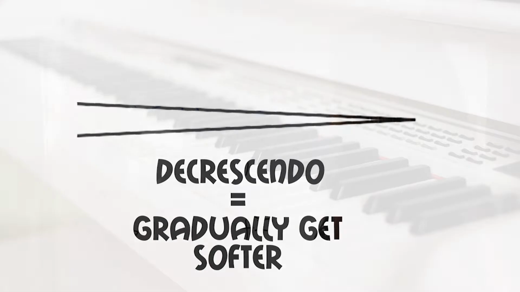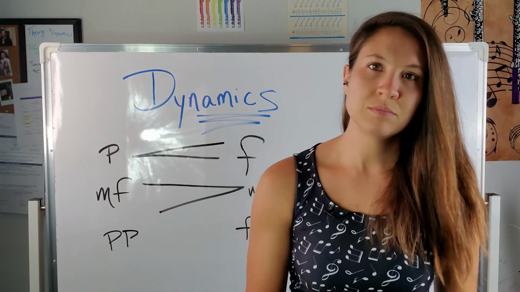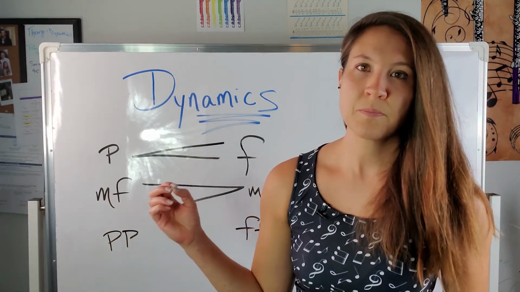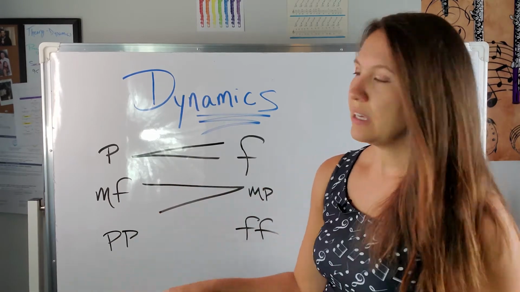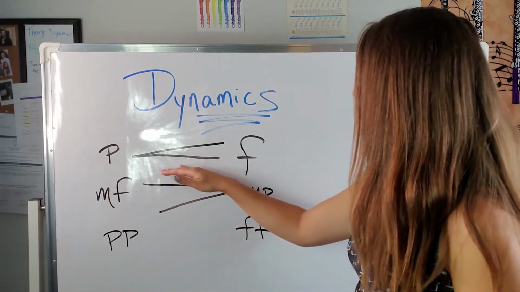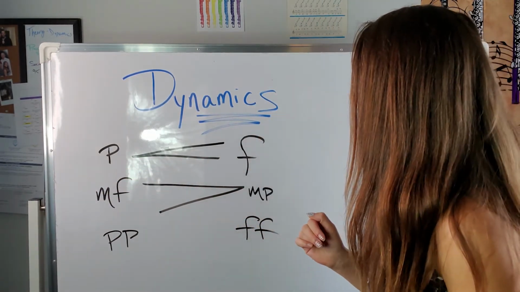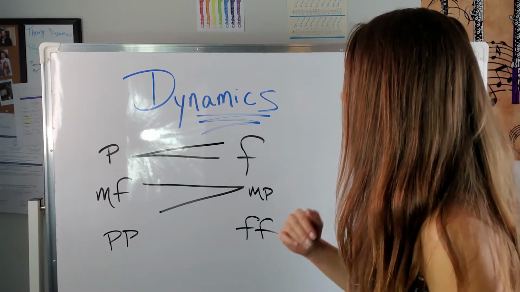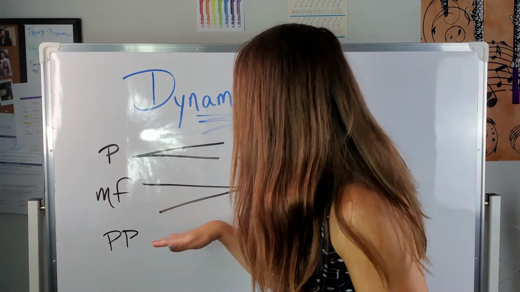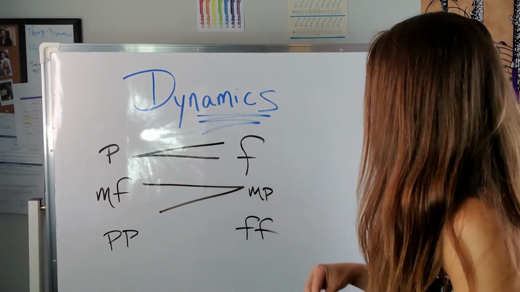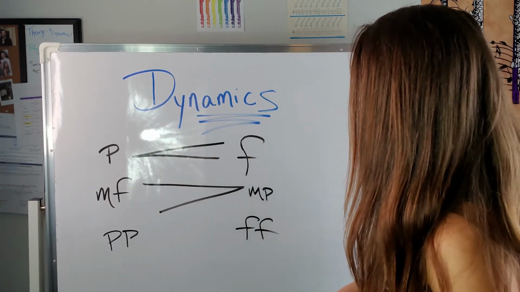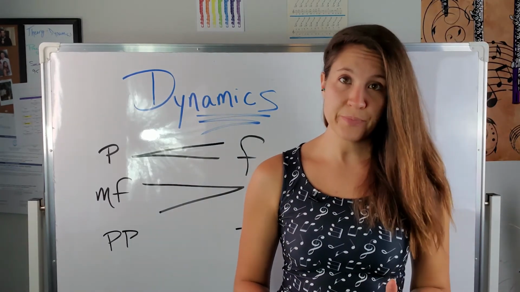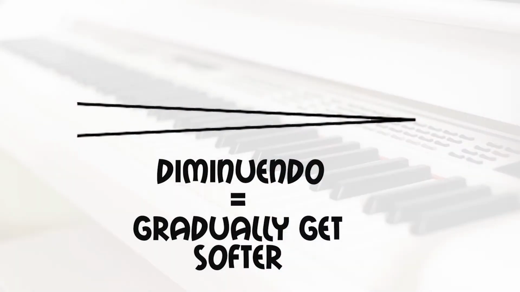So here are some examples. That is piano crescendoing to forte. And that one is mezzo forte decrescendoing to mezzo piano. You hear how it gradually changes the volume or the dynamic? Diminuendo also means to decrescendo.